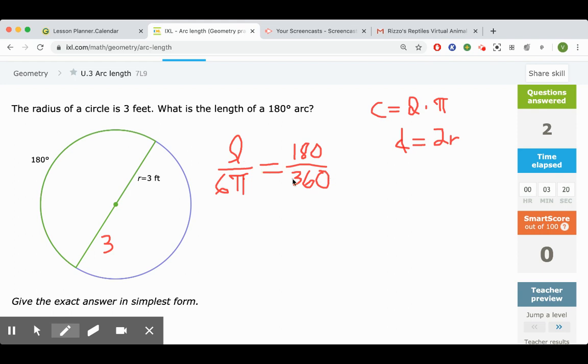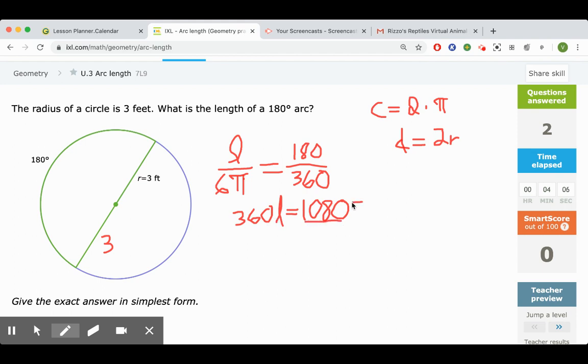So 360 times L is 360L. And 180 times 6 pi. And you just have to multiply the numbers. You want to keep it simple, so don't switch pi to 3.14. It's an irrational number. Okay, that gives you 1080, like that skateboard trick. Okay, divide both sides by 360.